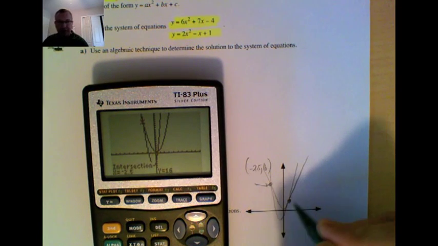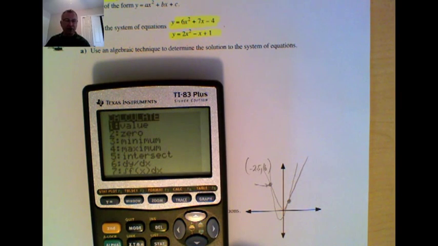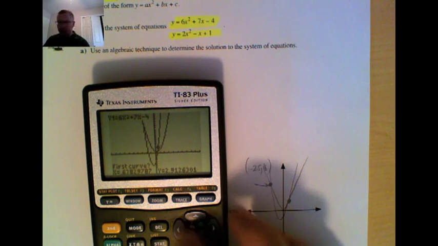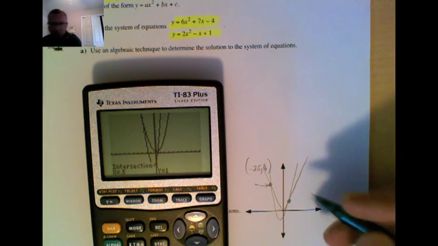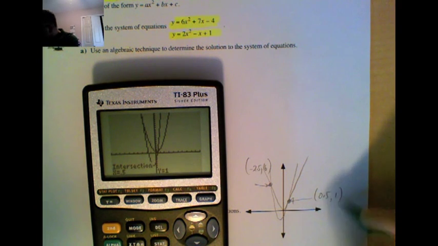So now we're going to find that point of intersection down there. We're going to go second function trace, choose number 5, and scroll down and to the right till we're almost at that point of intersection. Hit enter and keep hitting enter until it tells us 0.5 and 1. So this particular point of intersection is at 0.5 and 1.